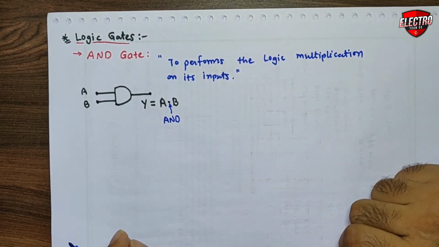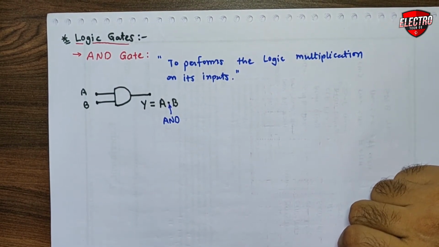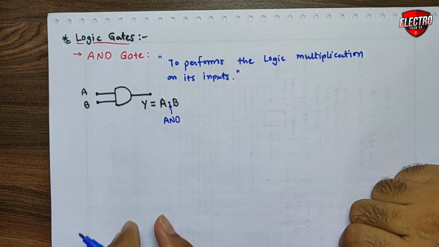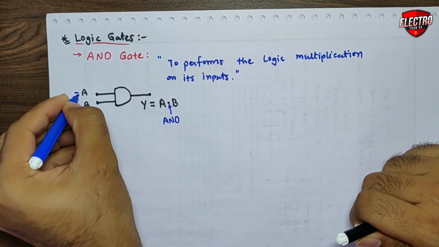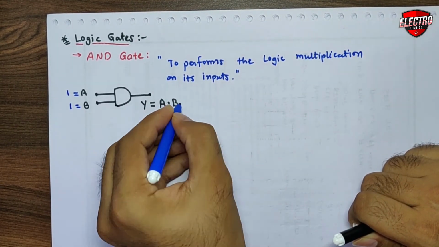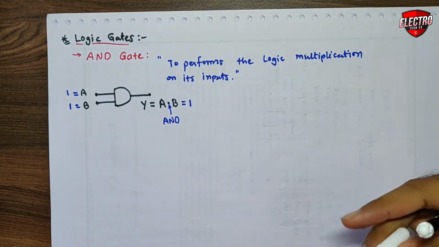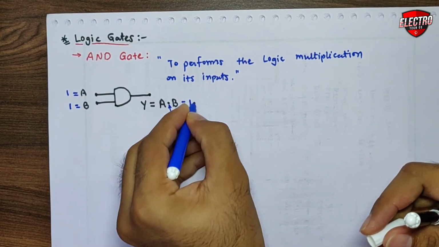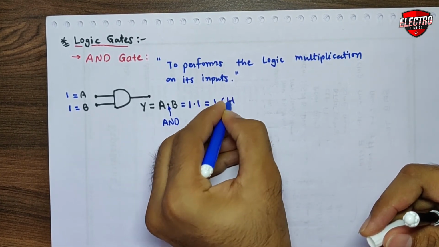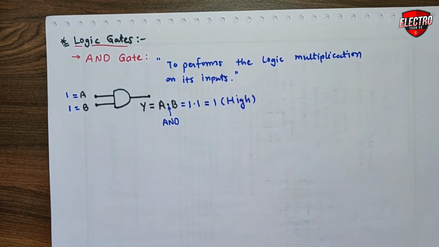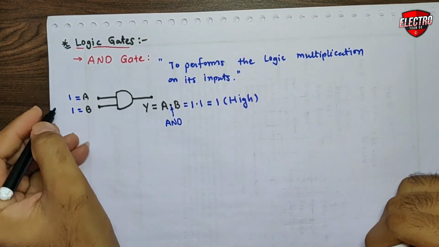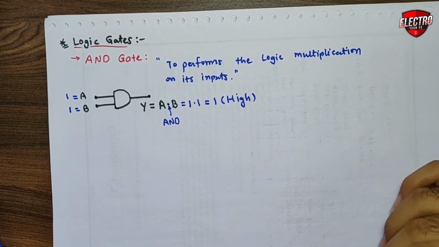Clear? Now the output signal Y is equal to 1 if and only if all the inputs to the AND gate are high. Clear? If A and B signals are both high or 1, then and only then we get Y equal to 1. Y is equal to 1 dot 1, A is equal to 1 dot B is equal to 1. Then 1 into 1 gives output 1, that is active high. Clear? And if one or more input signals are low, then we get a low output signal.